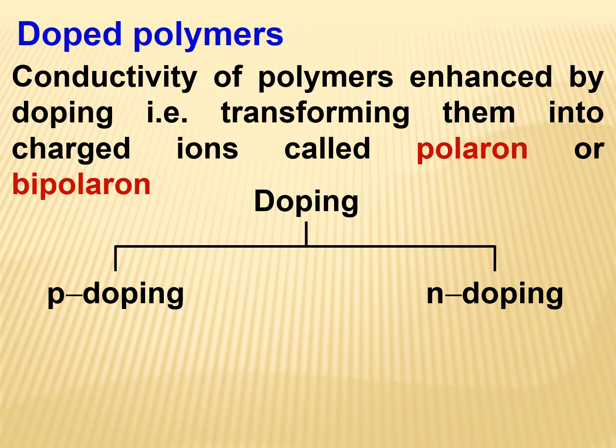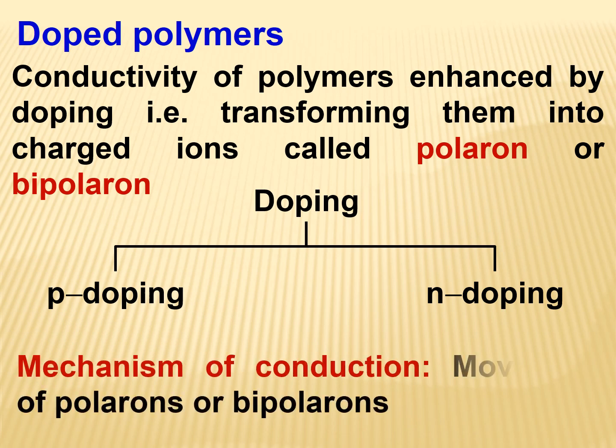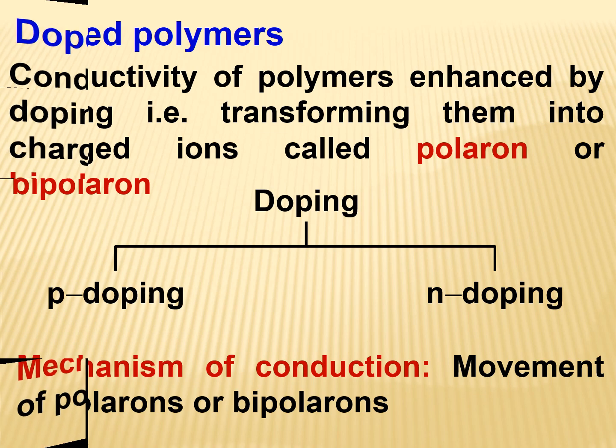What is the mechanism of conduction in doped polymers? The mechanism of conduction is a movement of polarons or bipolarons. These charged ions will move, or the charge will move in the polymer, and that leads to conduction. So movement of polarons or bipolarons causes conduction. Let us see how p-doping and n-doping are done. Let us compare these two types of doping, P and N.